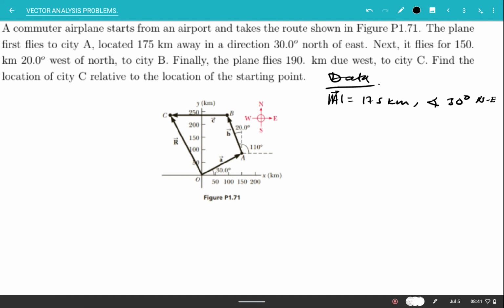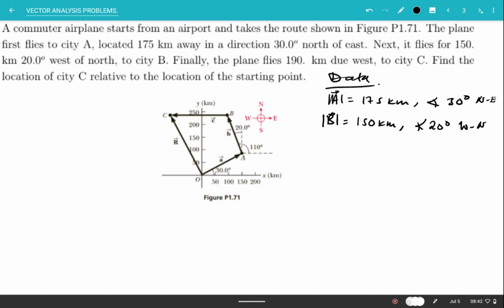Then next it flies for 150 kilometers. Okay, so it's going to be vector B. So for vector B, it flies 150 kilometers at an angle of 20 degrees west of north.